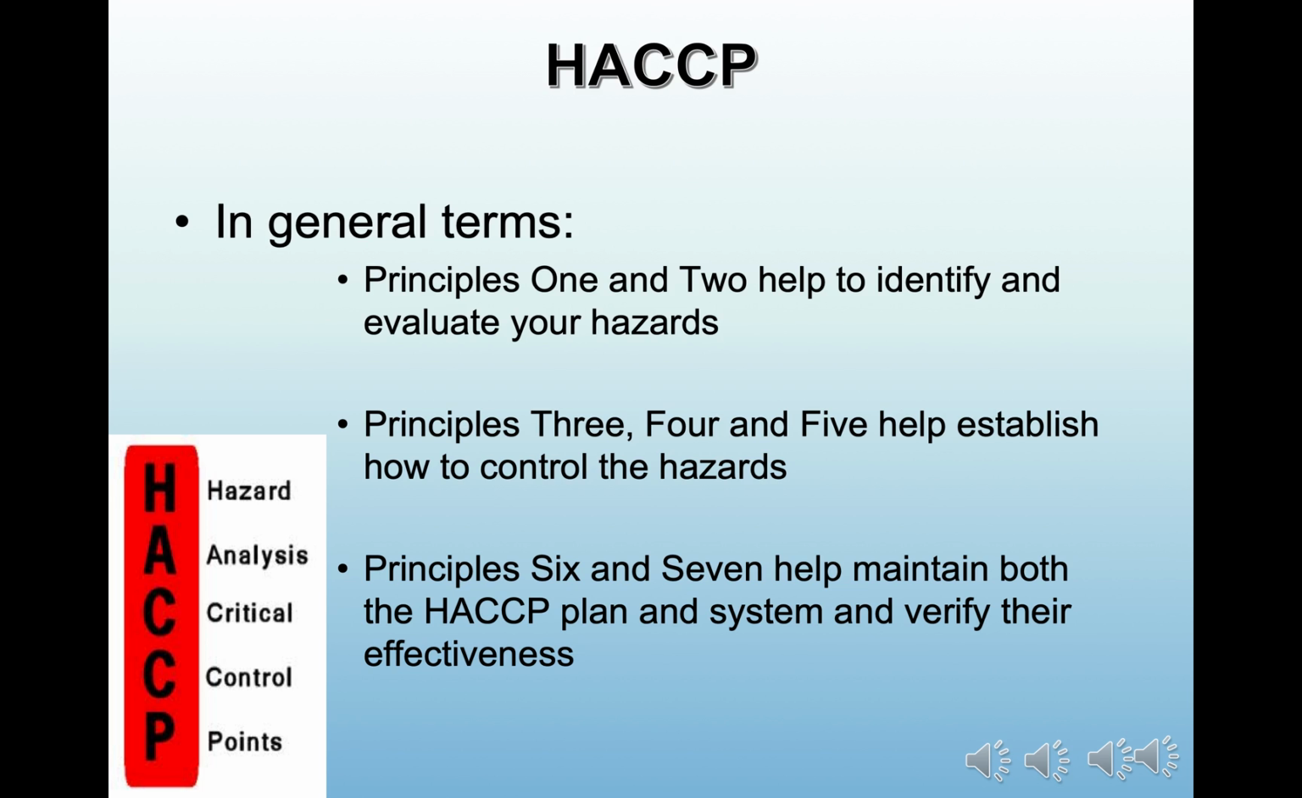Principle 6 is verifying that the system works. This can be done by monitoring employees and actions to ensure that hazards are controlled. And finally, Principle 7, establishing procedures for record keeping and documentation. This could be keeping temperature logs, food supplier records, food receipts, cook temperatures, corrective action logs, and similar documents.